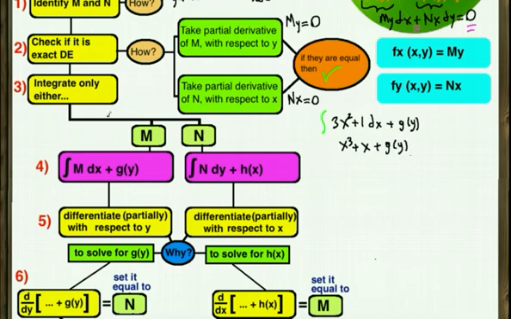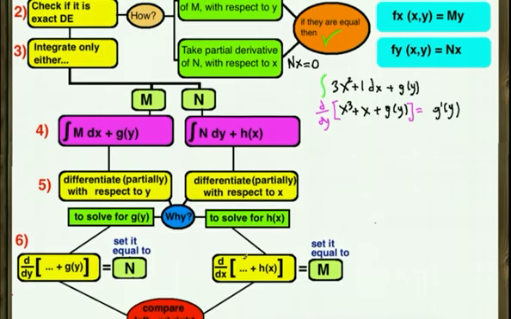Our next step is to differentiate this function partially with respect to y. Why are we doing that? Because our main aim is to solve for g(y). If we differentiate this function with respect to y, the derivative of x³ is 0 because there is no y term, and the same for x, so this is 0, no y here. This will be g'(y). So what we get from this differentiation is only g'(y).